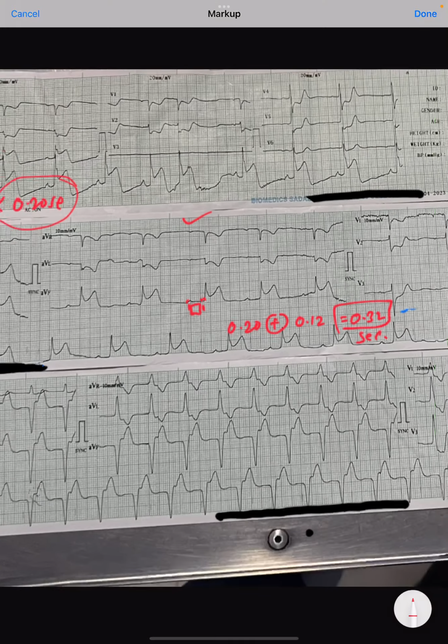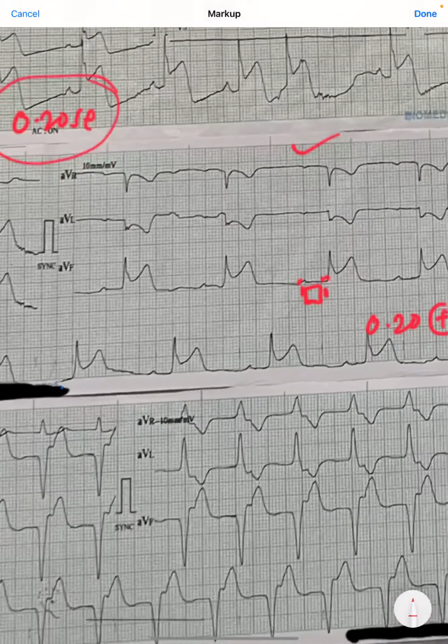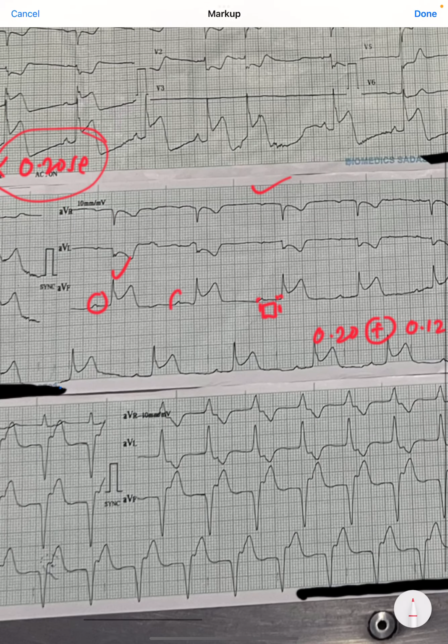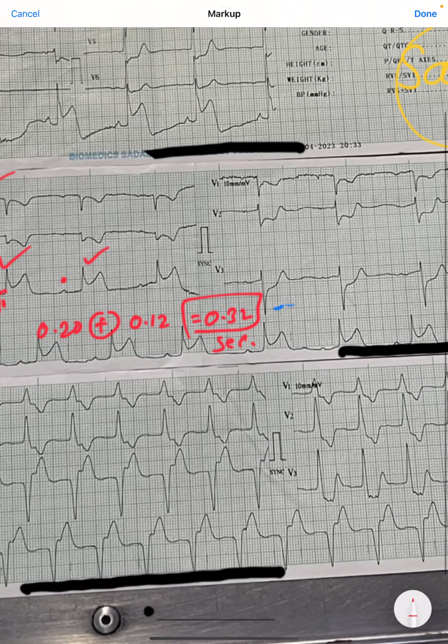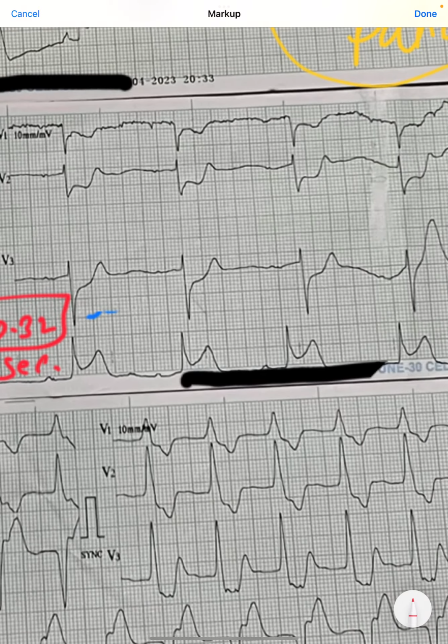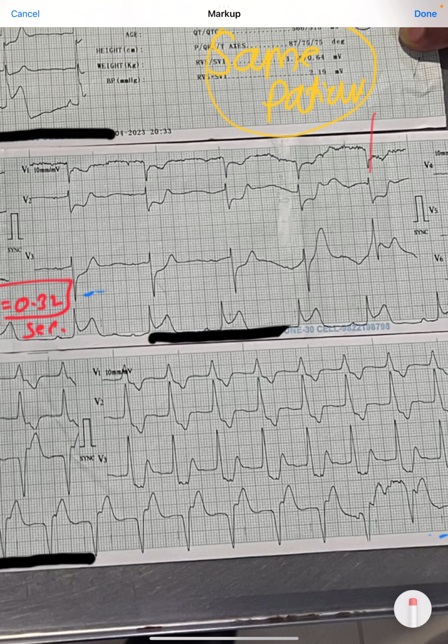This means this is first degree heart block because each and every P is followed by QRS. There is no P wave which is not followed by QRS. Each and every P wave is followed by QRS. It means there is only prolongation of PR, but there is no drop in QRS.